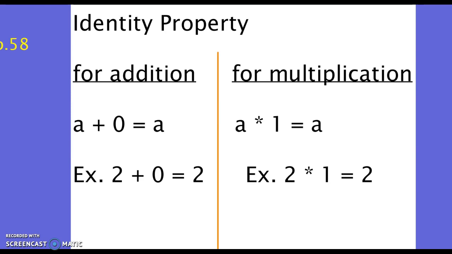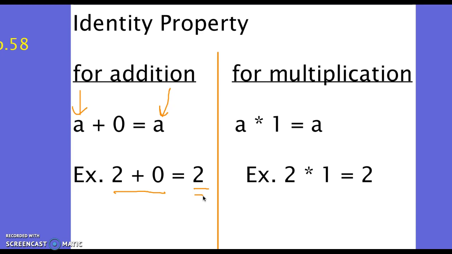The identity property for addition says that if you take any number, we'll just say A is the number, and we add 0 to it, it stays the same. It keeps its identity. It doesn't change. So for instance, 2 plus 0, I take the number 2, I add 0 to it, it still stays the same. It doesn't change its identity. It's still the number 2.